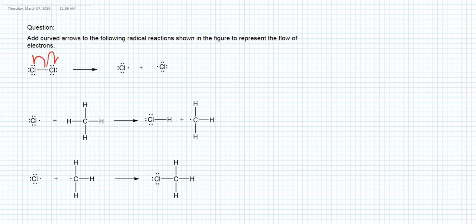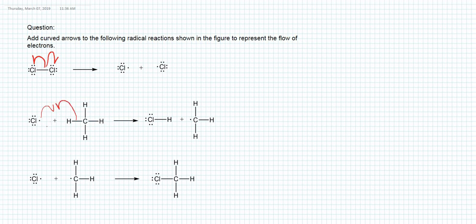For the second step, one of the chlorine radicals is reacting with methane, CH4, and we are forming HCl and a methyl radical. So we have to show a bond formation between chlorine and hydrogen, and we have to show the bond breaking process between hydrogen and carbon, and we have to show that a methyl radical is forming. So in order to show bond formation between chlorine and hydrogen, again we have to use a fishhook. Let's draw it better.